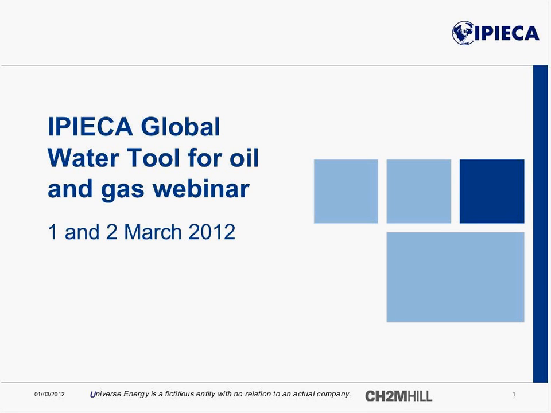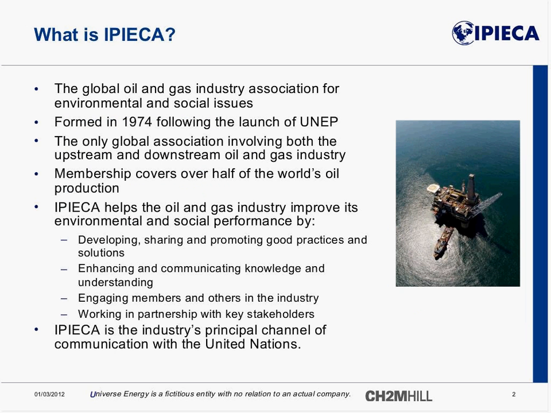Used to identify risks. Before getting to the tool itself, I want to give you a bit of background on IPIECA itself. IPIECA is the Oil and Gas Industry Association for Environmental and Social Issues. It was founded in 1974 following the launch of UNEP. It is the industry's principal channel of communication into the United Nations. It's a global oil and gas association involving both the upstream and the downstream part of the oil and gas industry. Membership within IPIECA covers over half the world's oil production.